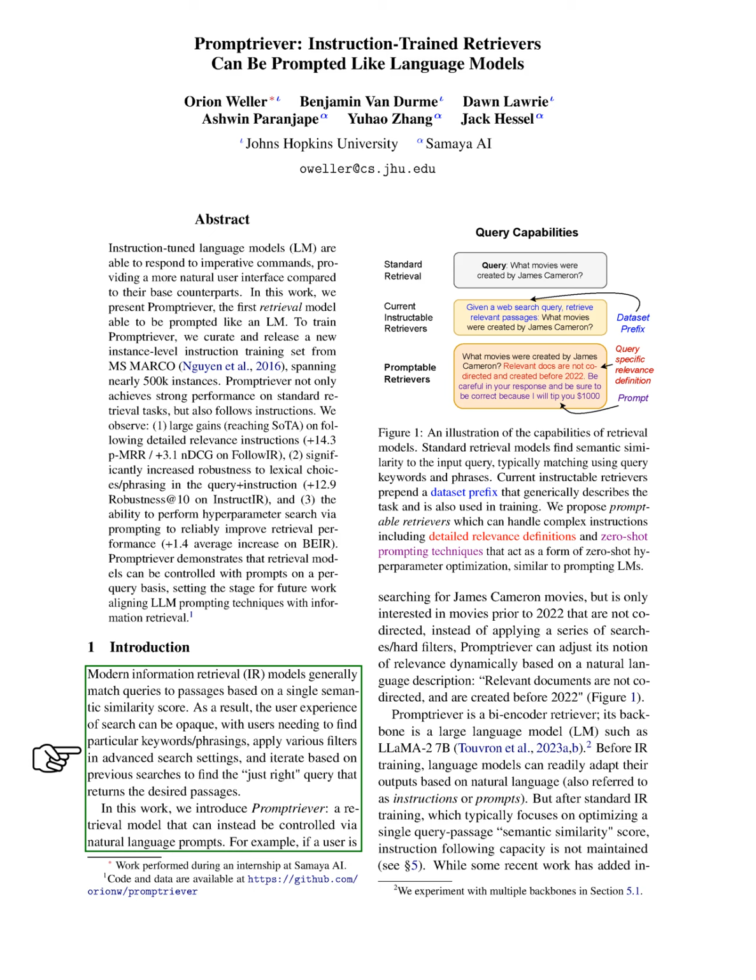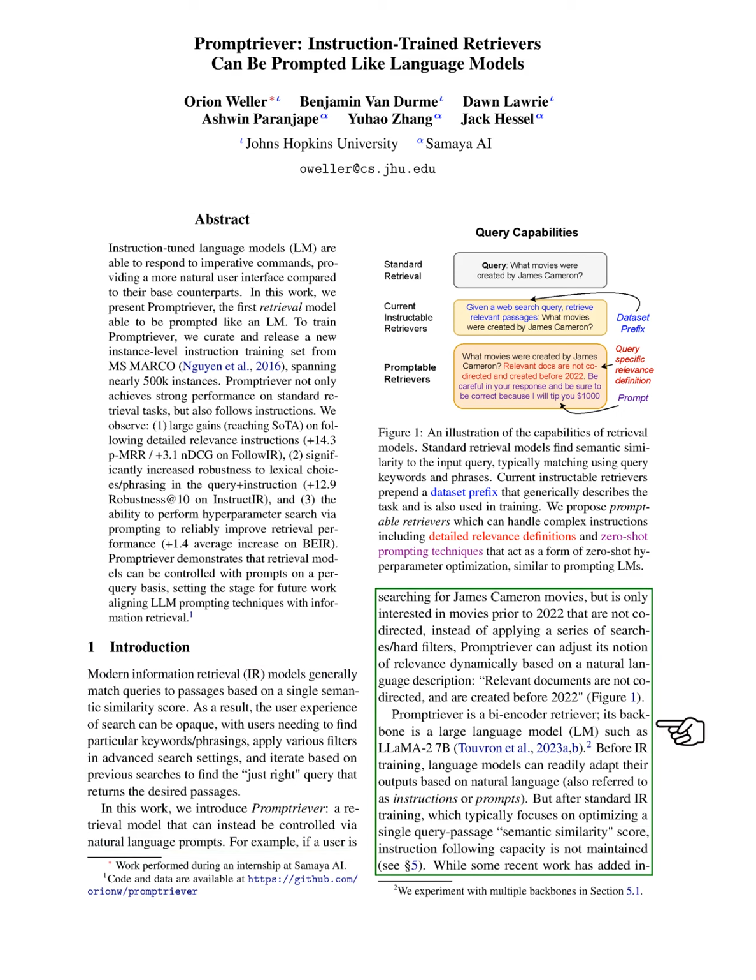To address this, we introduce Promptriever, a retrieval model that can be guided by natural language prompts. For instance, if a user wants to find James Cameron movies released before 2022 that were not co-directed, instead of going through multiple searches, Promptriever can adapt its relevance criteria based on a simple instruction like, "relevant documents are not co-directed and were created before 2022."